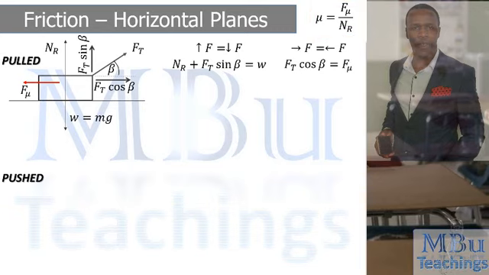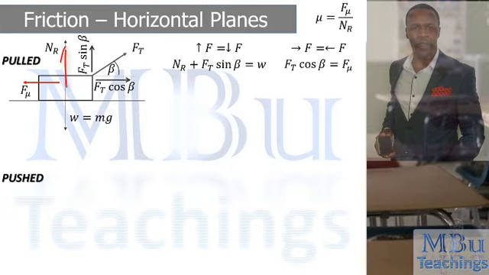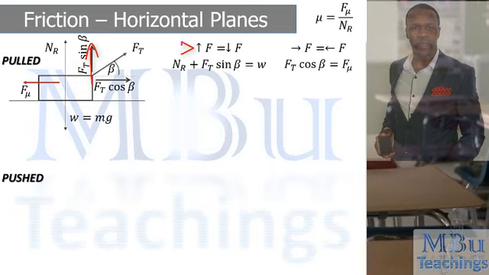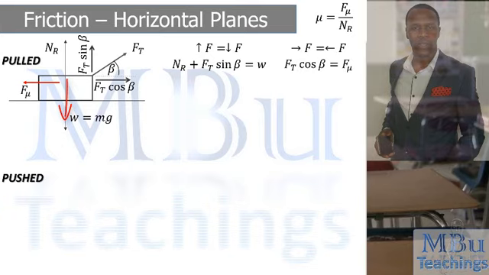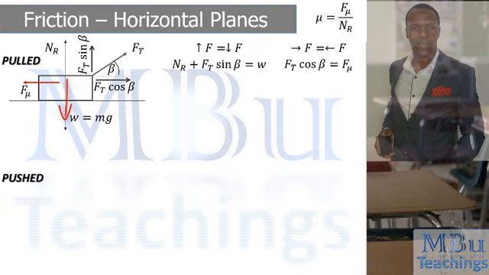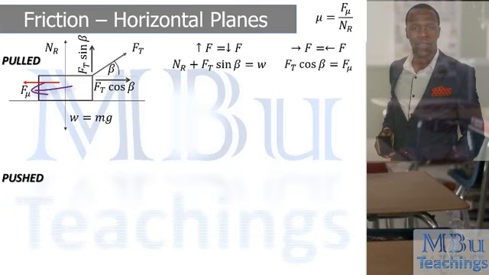Just to make sure that we are on the same page, let me run through how we got these formulas. NR is going up and also FT sine beta is going up, so that is why we have them under the up arrow. And W, which is mg, or the weight, is going down. That is why we have mg on the other side of the equal sign. Same applies for the parallel forces. FT cos beta is going towards the right hand side, whereas F mu is going towards the left hand side of this block.